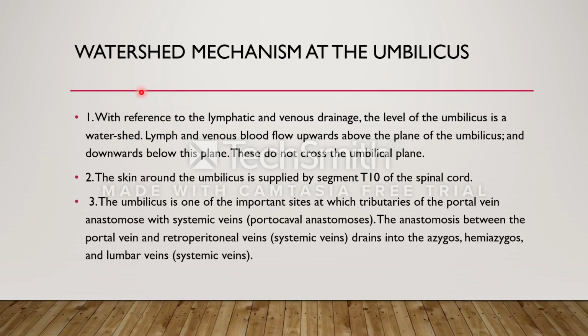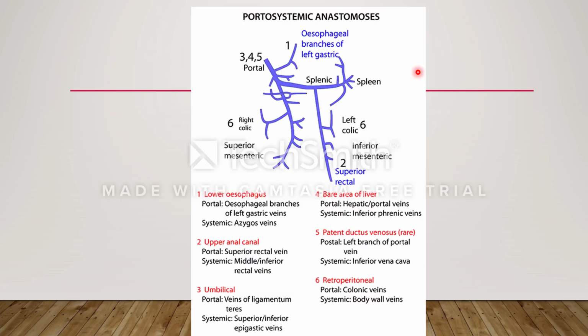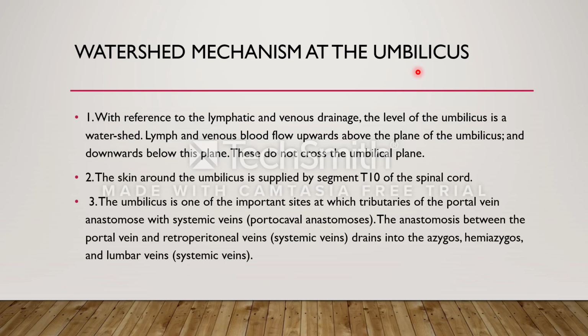Now, what is the watershed mechanism at the umbilicus? See here, at the umbilicus, there is the watershed line. With reference to the lymphatic and the venous drainage, the level of umbilicus is watershed. The lymphatic drainage and the venous drainage will be flowing upward above the plane of umbilicus and downward below the plane of umbilicus. They do not cross the umbilical plane normally. This is named as watershed mechanism at the umbilicus.